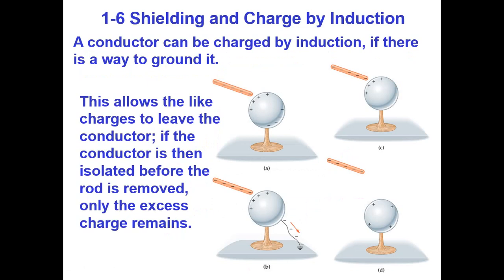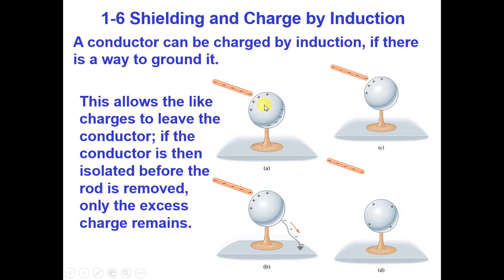A conductor can be charged by induction if there is a way to ground it. This allows the like charge to leave the conductor. If the conductor is then isolated before the rod is removed, only the excess charge remains. It means the excess charge will remain.